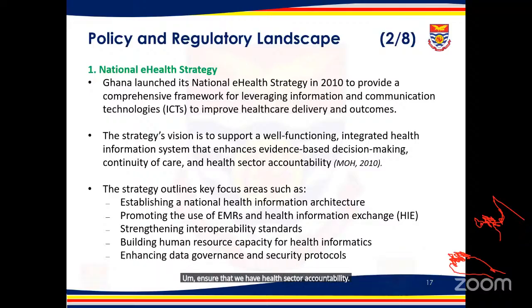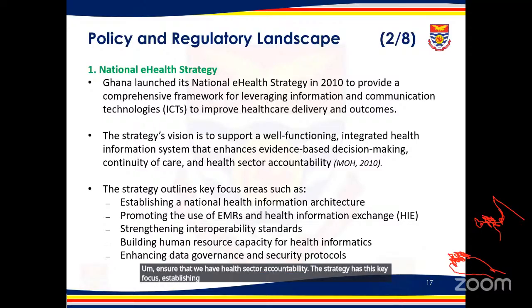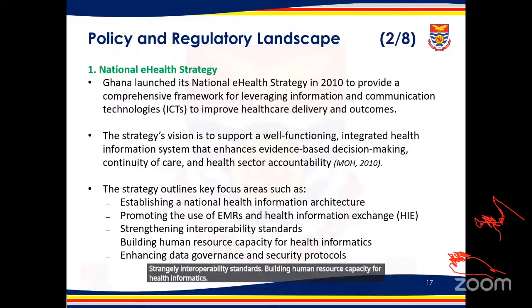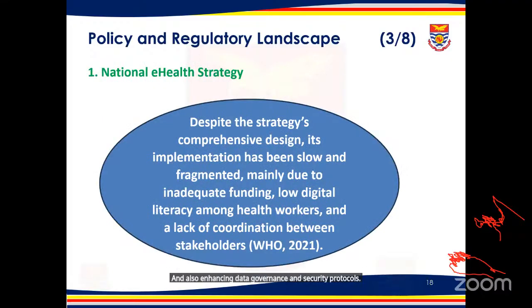The strategy has these key focus areas: establishing a national health information architecture, promoting the use of EMRs like the LIMS and health information exchange, strengthening interoperability standards, building human resource capacity for health informatics, and also enhancing data governance and security protocols. Despite the strategy's comprehensive design, its implementation has been very slow and fragmented, mainly due to inadequate funding, low digital literacy among health workers, and also a lack of coordination between stakeholders.